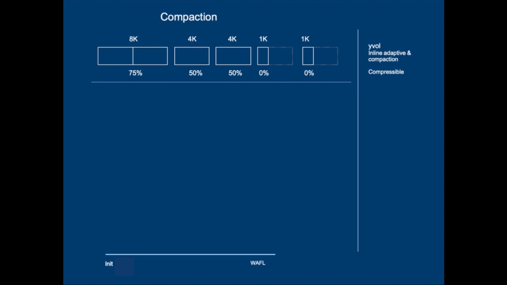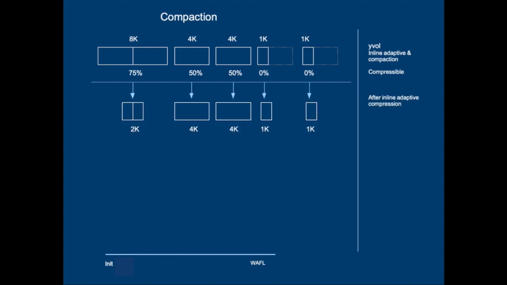We have one volume called YVol. Inline adaptive compression and compaction are enabled. Now clients write the following blocks. One 8K block, which is compressible for 75%, two separate 4K blocks, which are compressible for 50%, and two 1 kilobyte blocks. After inline adaptive compression, the 8K block will have been compressed to 2 kilobytes. The two separate 4K blocks are not compressed because they don't form an 8K compression group. And of course the 1 kilobyte blocks are also not compressed.